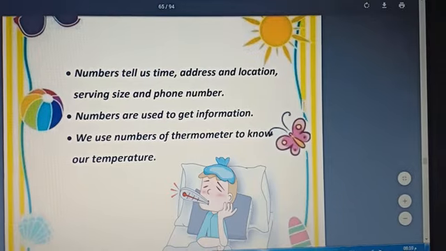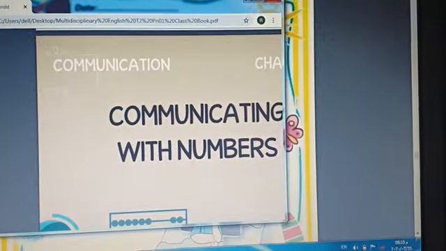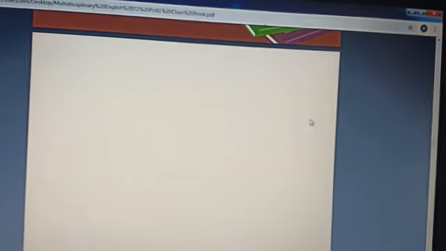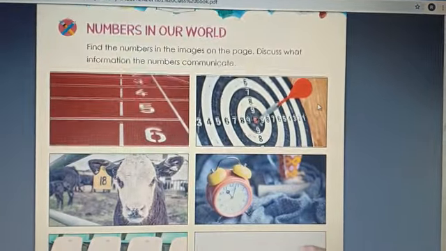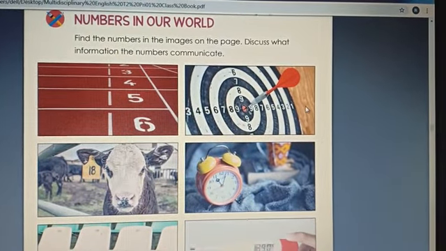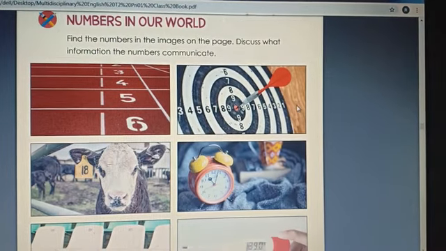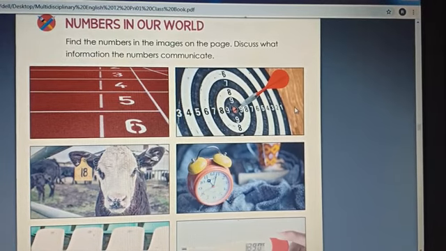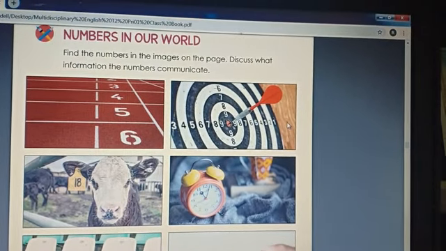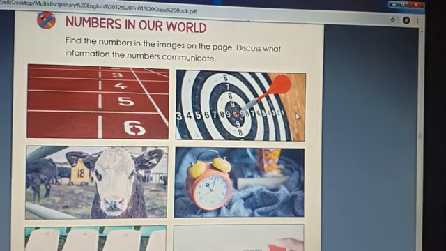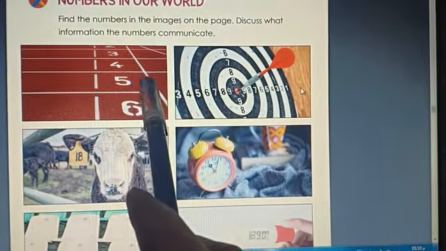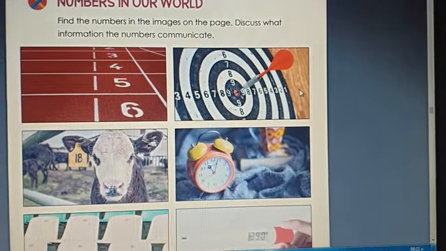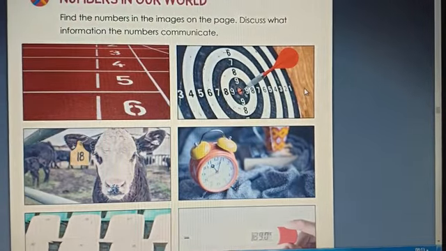I want you to open your student book to Chapter 2, page 107. On this page, Numbers in Our World, I want you to find the numbers in the images on the page and discuss what information the numbers communicate. For example, in the first picture, what number do you see? I see the number here. It tells me the number of the racers in a race. If I have a race, each one must have a number.